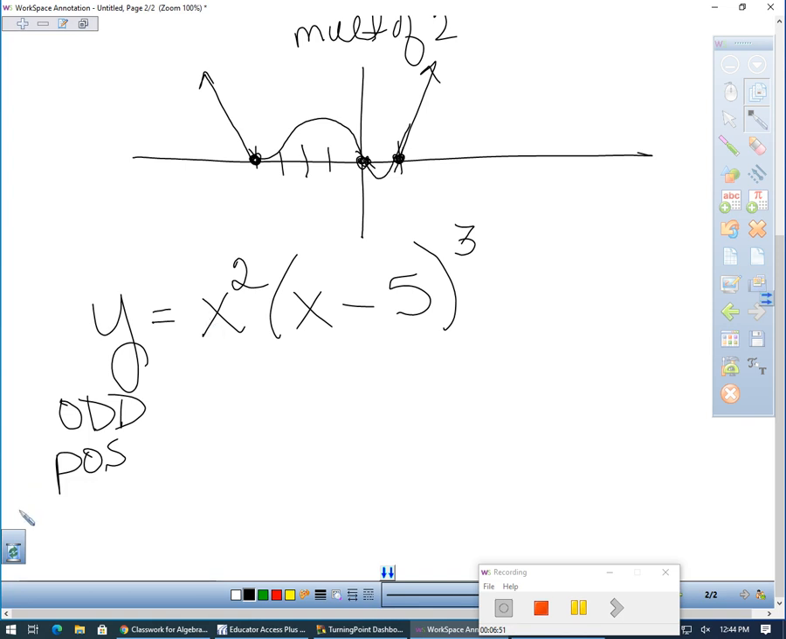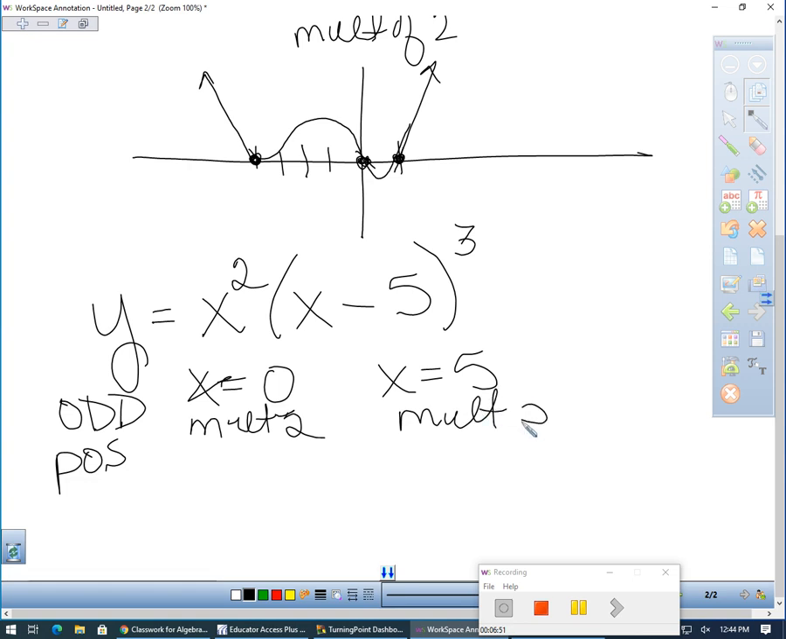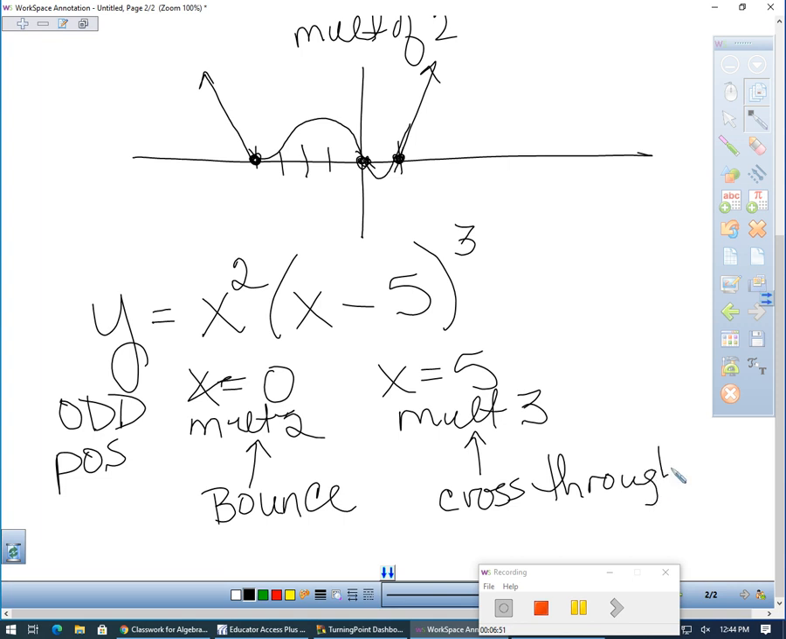Okay, what else do we know? Okay, so what's this first one, Shelby? 0, and what's its multiplicity? Good. And x equals 5. What's its multiplicity? Good, multiplicity is 3. So this one is an even multiplicity, so this is going to bounce, right? This one is an odd multiplicity, so it's going to cross through.